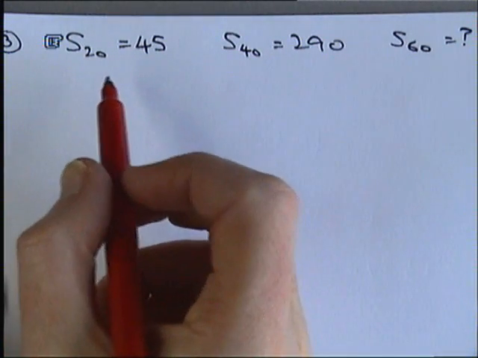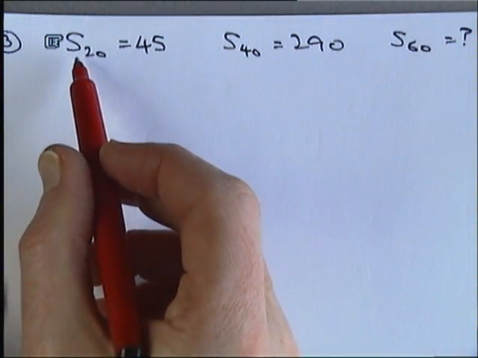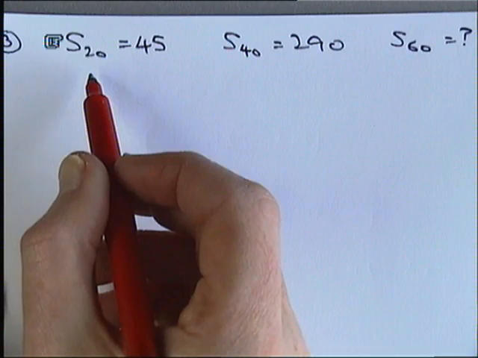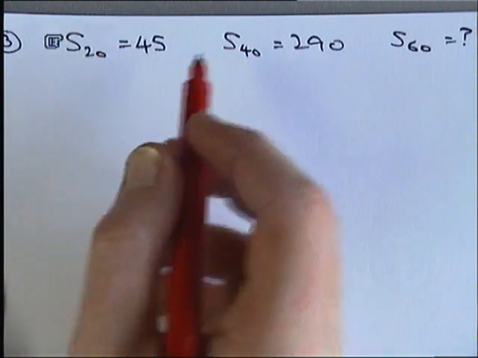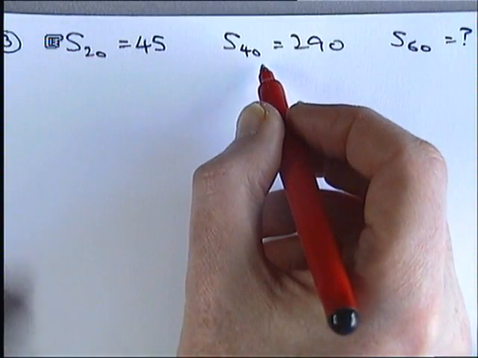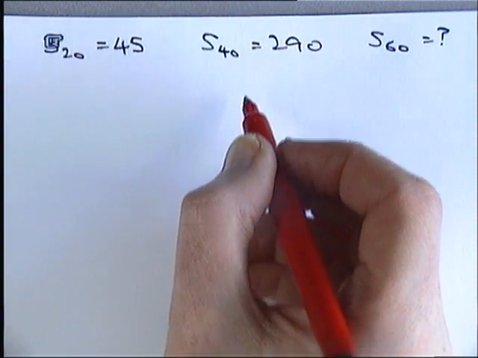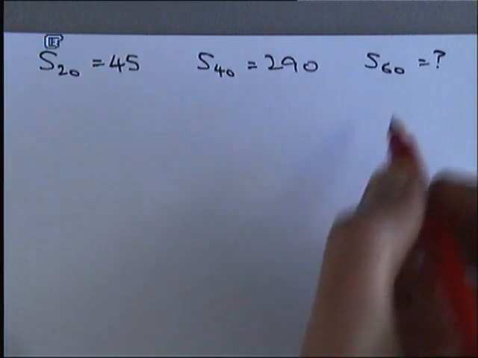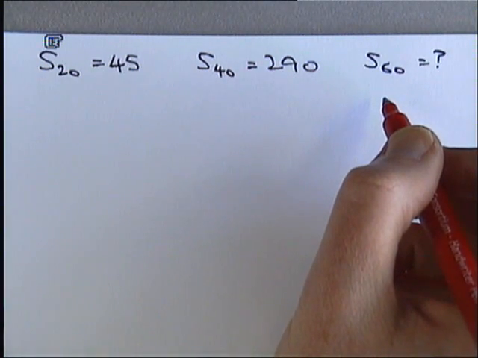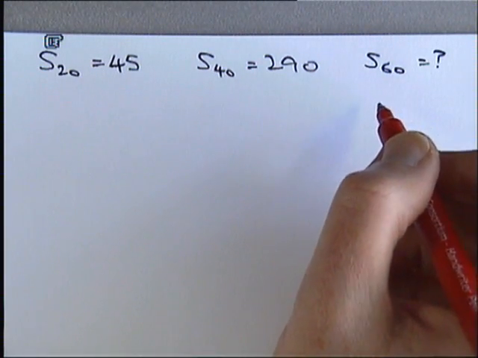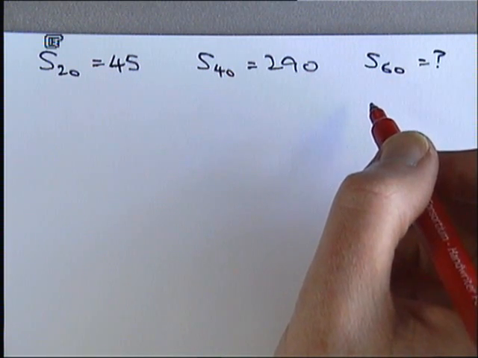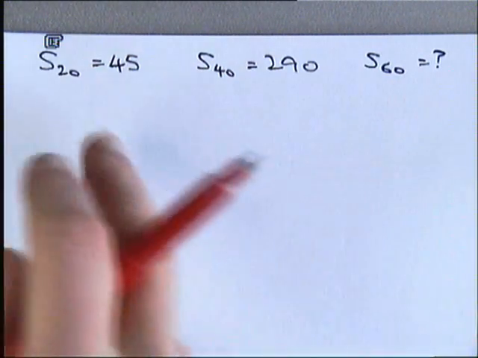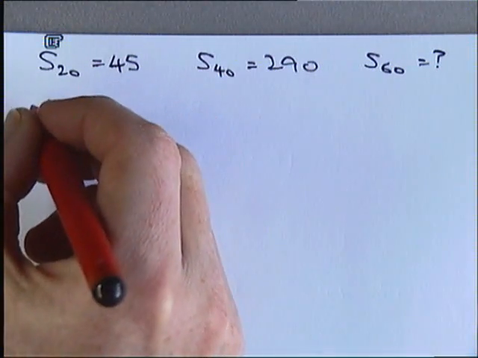In example 3, we've got a question. We are told the sum of the first 20 terms of an arithmetic series is 45. The sum of the first 40 terms of an arithmetic series is 290. And we've got to work out the sum of the first 60 terms. Now we can't immediately write down what a and d are. We've got to find those out. So we need to use these pieces of information.